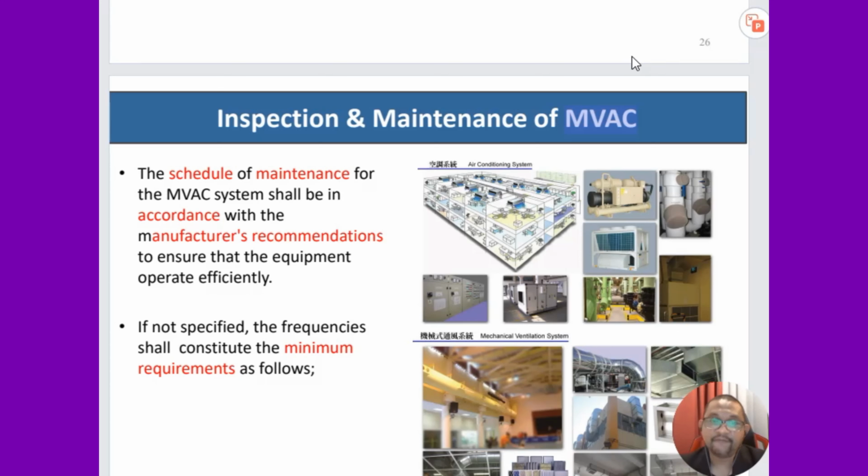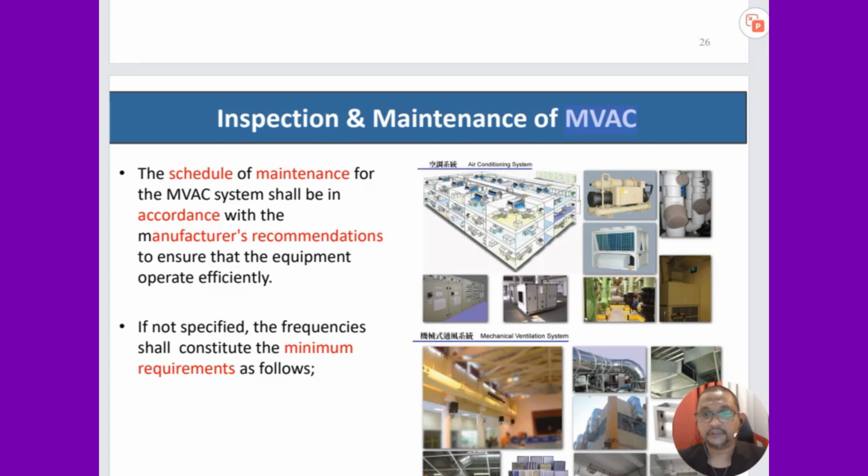MVAC, what is an MVAC? MVAC stands for mechanical ventilation and air conditioning. This is important because it refers to the systems used in buildings and vehicles to regulate indoor air quality, temperature, humidity, and air circulation. These systems are critical for maintaining comfort and ensuring the health and safety of occupants by controlling the flow of fresh air, removing pollutants, and maintaining desired indoor climate conditions.